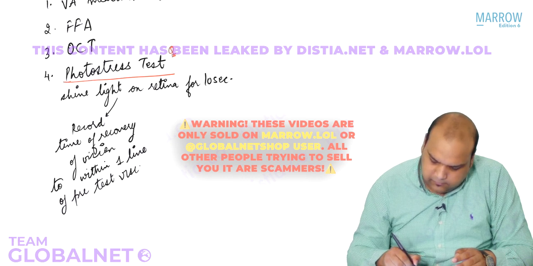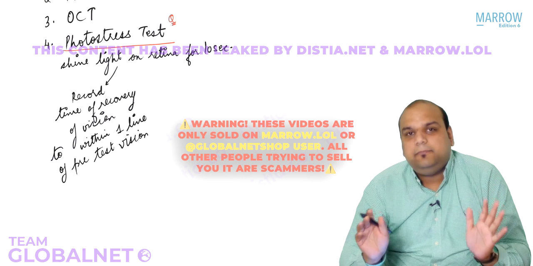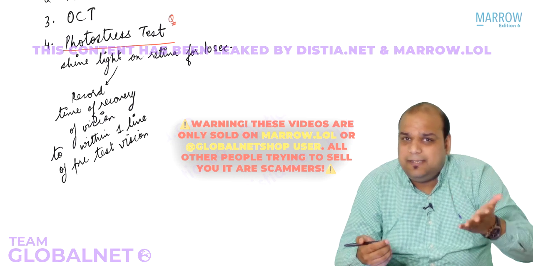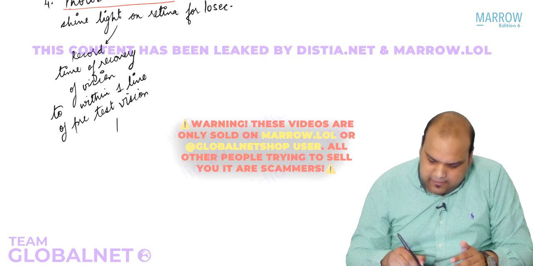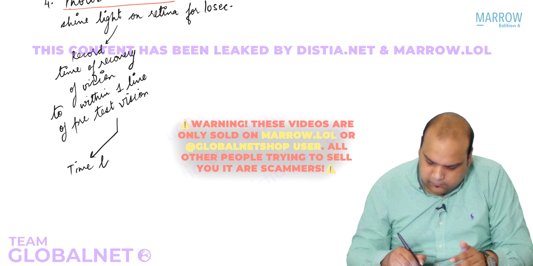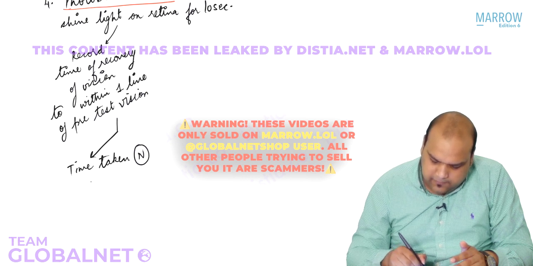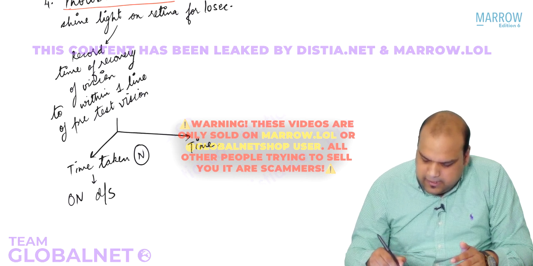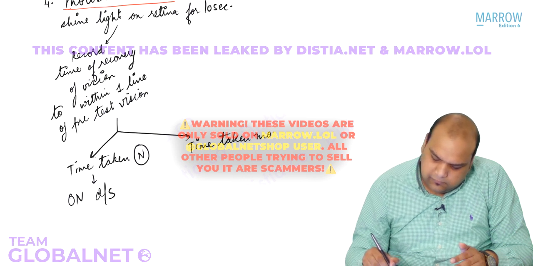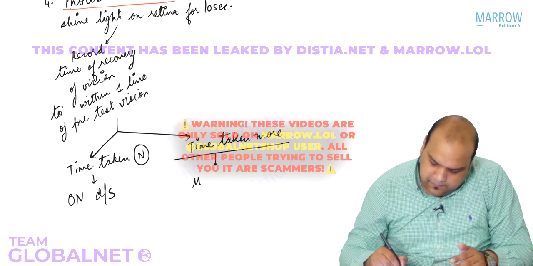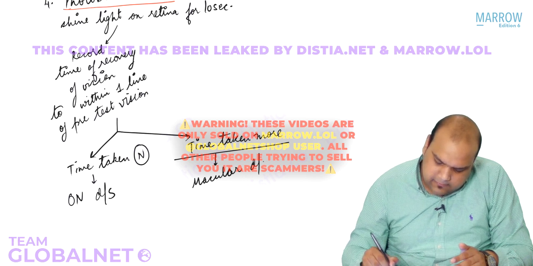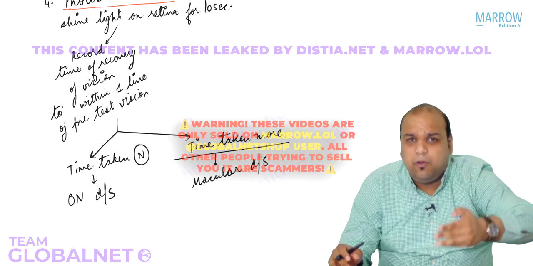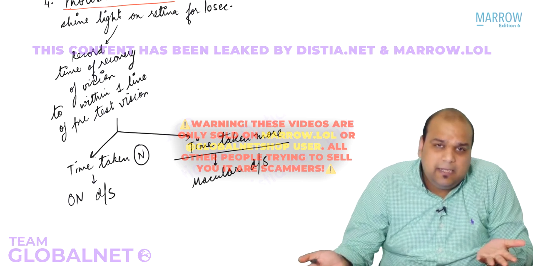You understand? If the pre-test vision was 6 by 12, within one line means 6 by 18 on Snellen's chart. If this time everybody is normal, then we say optic nerve disease. If this time taken is delayed, then we say this is a macular disease. Am I clear to everybody? Because the light is shining at the macula. If there is a macular disease, it will take more time for the cells to start functioning back. That's all. As simple as that.